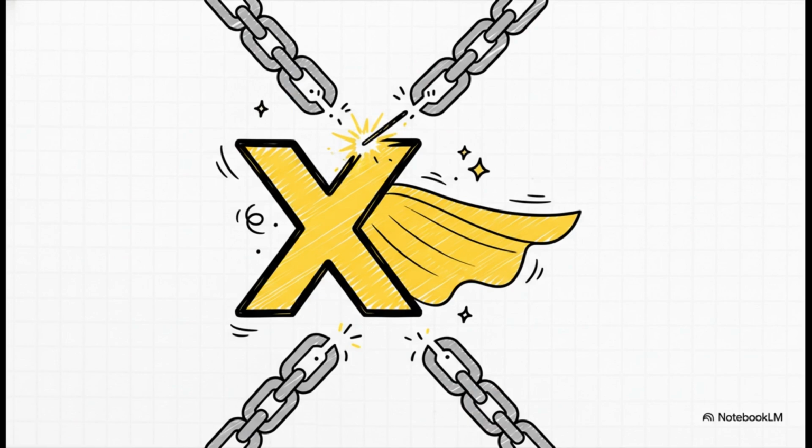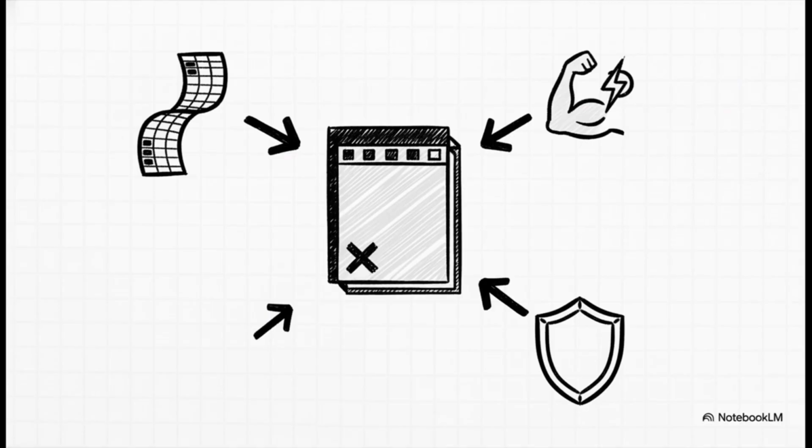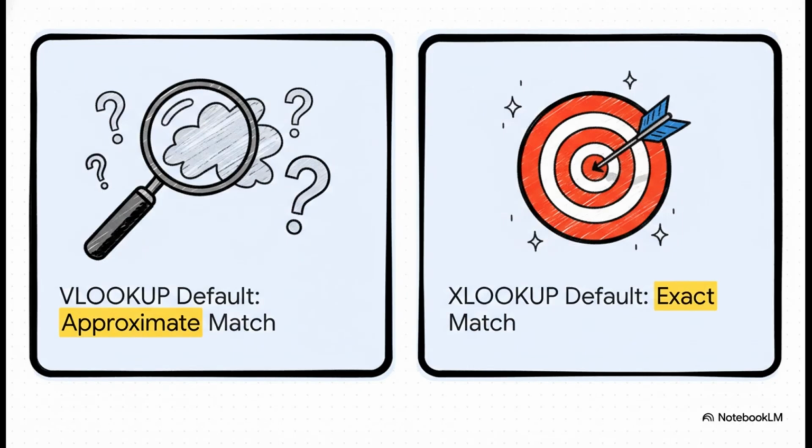So let's meet the modern hero, XLOOKUP. It was designed specifically to fix VLOOKUP's flaws. Its logic is just way more direct. You tell it exactly which column to search and which one to return. And it turns out, this one simple change makes all the difference in the world.